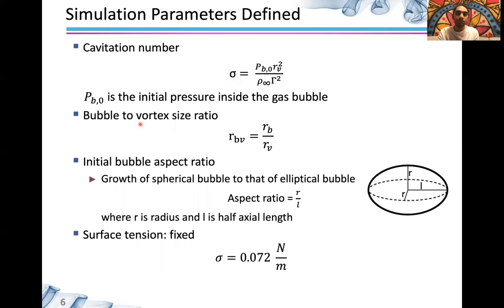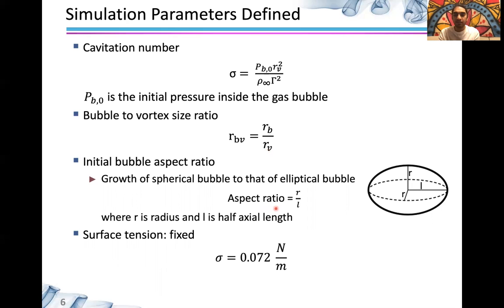We also have the bubble to vortex size ratio, which is the radius of the bubble over the radius of the vortex. This represents how small or how big the nucleation site that we are going to induce in the computational domain is with respect to the radius of the vortex.